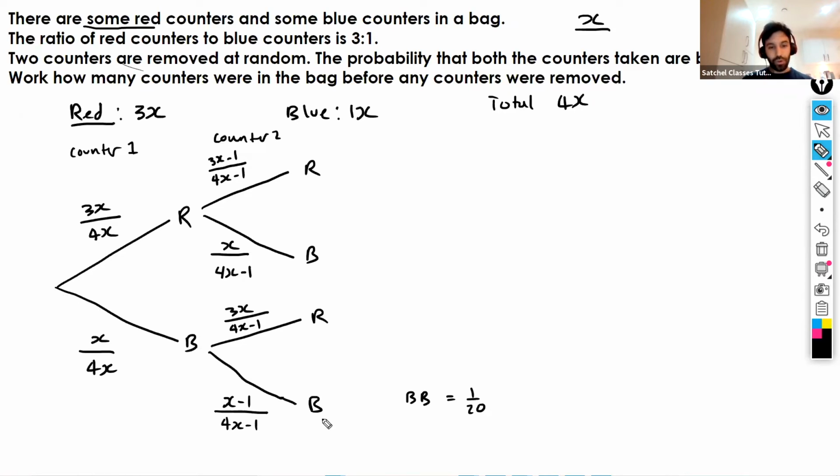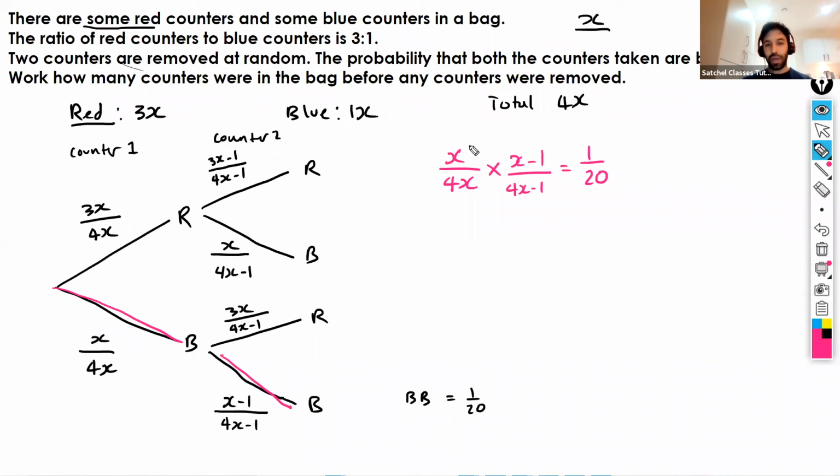Therefore, as we go across our branches, we have to multiply the probabilities. So x over 4x, so blue, multiplied by x minus 1 over 4x minus 1 is equal to 1 over 20. Now we need to simplify this and solve for x.